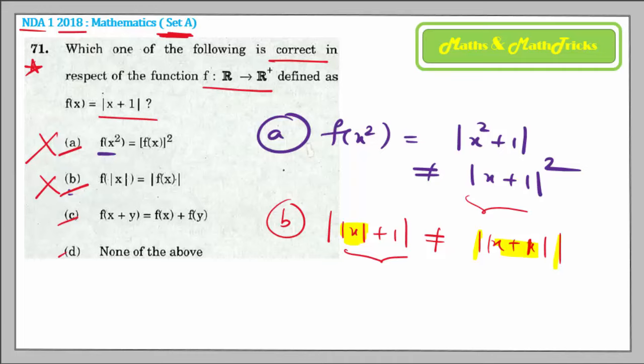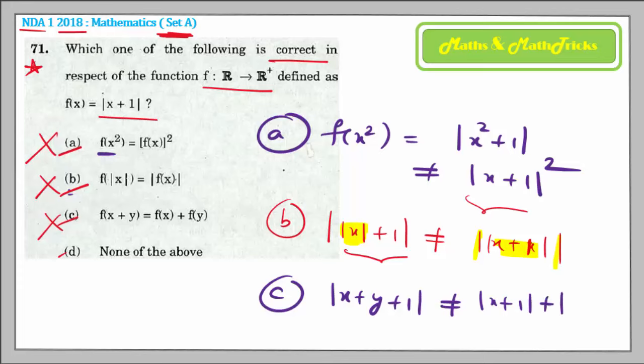Talking about C, which is clearly incorrect, you can see that the C part here is telling us that f of x plus y will be mod of x plus y plus 1, which is clearly not equal to mod of x plus 1 plus mod of y plus 1. That is clear to see, everyone, right? So statement C is incorrect. So what has to be correct here is option D only. Hence the right choice for this particular question is option D, because none of the above three statements are correct in respect to this function.